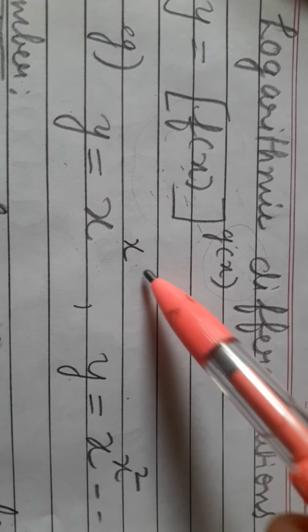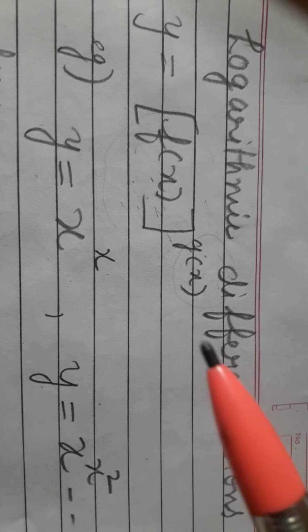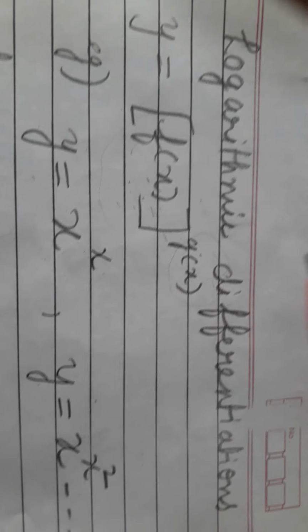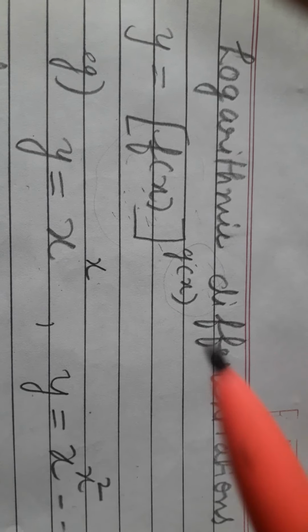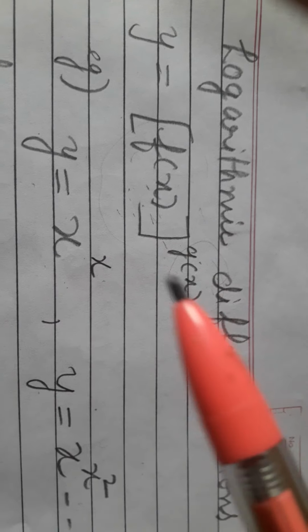Example, y is equal to x raised to power x, y is equal to x raised to power x squared and so on. If you look here, there is absolutely no way I can apply the rules that we have learned earlier, product rule or chain rule. The only method that I can see now is logarithmic differentiation, with the technique I will explain to you in a minute.